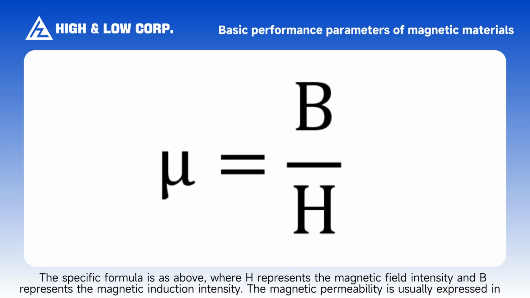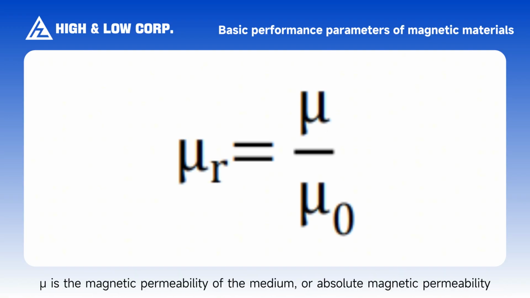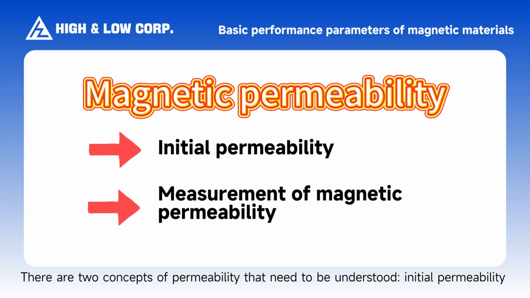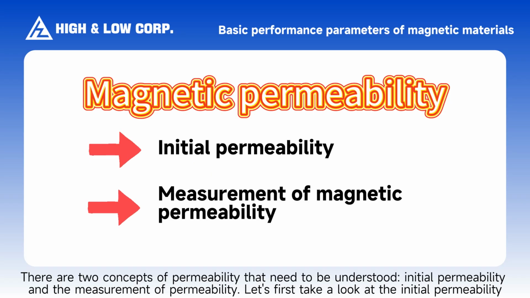The specific formula is as above, where H represents the magnetic field intensity and B represents the magnetic induction intensity. The magnetic permeability is usually expressed in μ, that is the magnetic permeability of the medium, or absolute magnetic permeability. There are two concepts of permeability that need to be understood: initial permeability and the measurement of permeability.